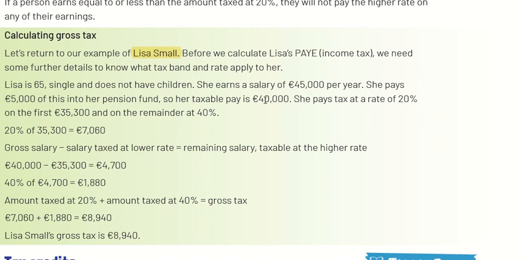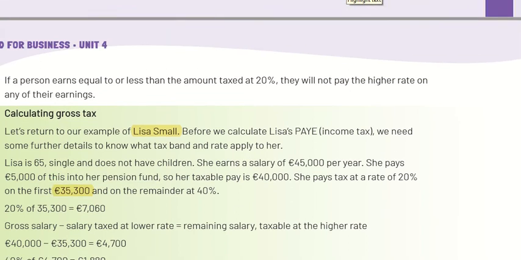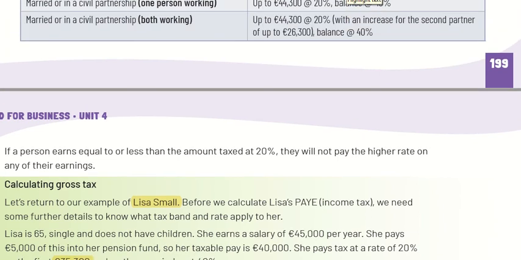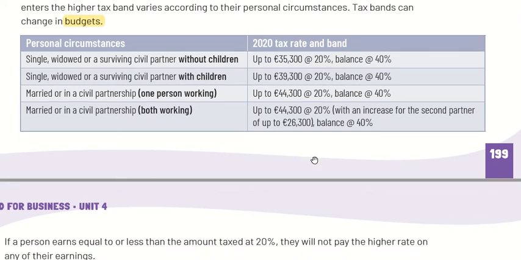She pays tax at the rate of 20% on the first amount up to 35,300, because remember her circumstances. We had the table above, so she's paying 20% on the first part, 35,300, because she doesn't have children, so that's where her rates come in.